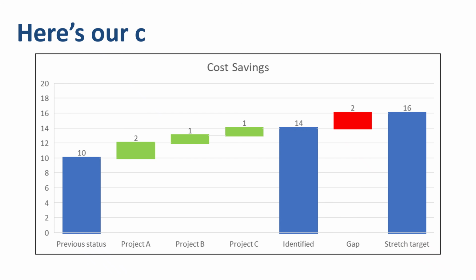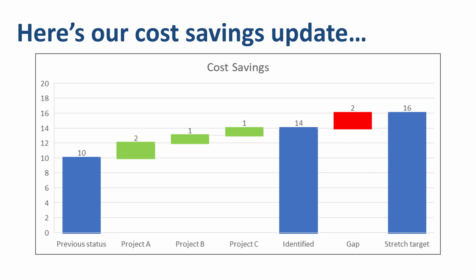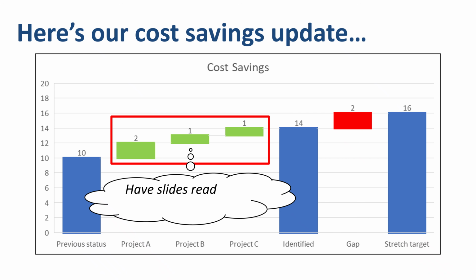Here's how I would present the cost savings update to the CEO using a waterfall chart. In our previous meeting, we ran you through the list of projects that will deliver $10 million in cost savings this year. Since then, we have identified 3 new projects that can deliver an additional $4 million. We will walk you through the details of these shortly.